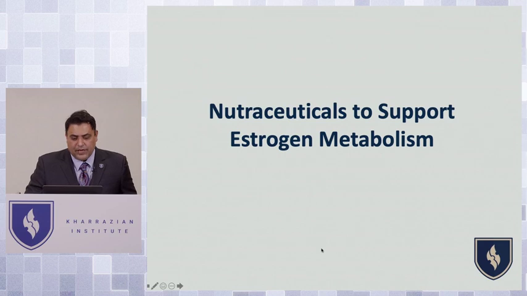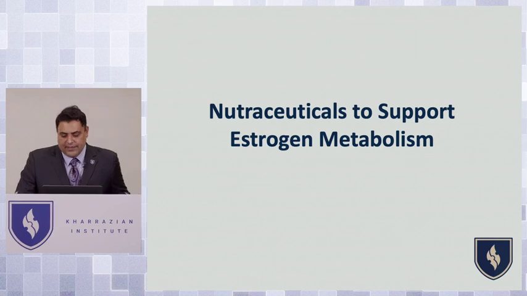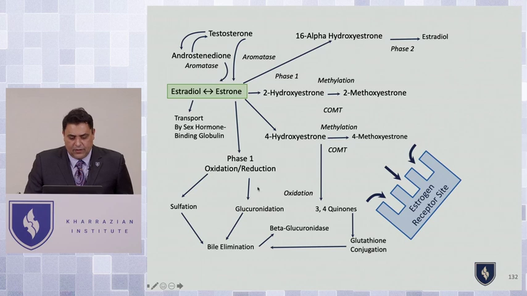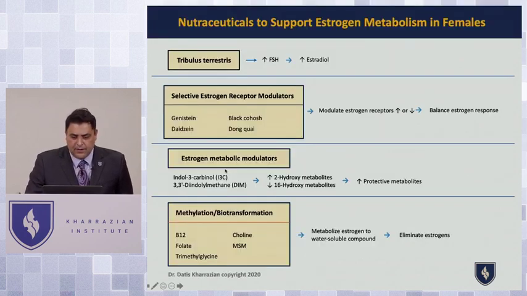Now, nutraceuticals support estrogen metabolism. The most common cause of this is someone's been on birth control pills and they need to get off and they want to clear out their estrogen metabolites. Estrogen metabolites are cleared out through methylation pathways, glucuronidation pathways, and sulfation pathways. I put together a protocol to help support estrogen pathways.